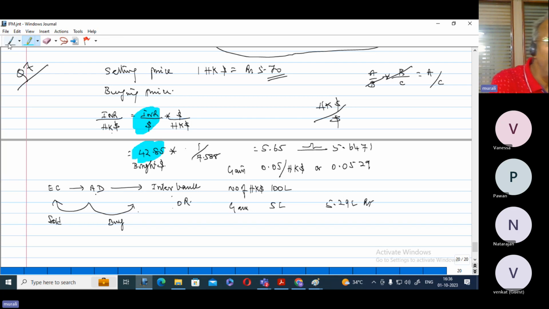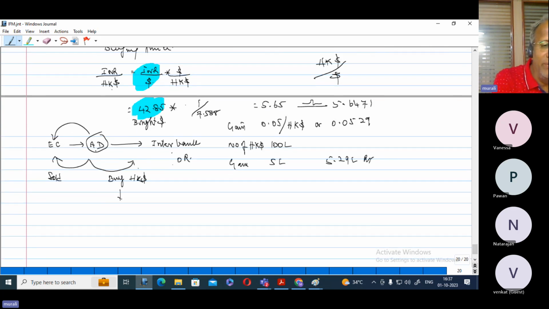So on what basis I have selected the rate as 42.85? I have told you already, our position is an authorized dealer. We have made a commitment to our end customer, and we have to buy it in the interbank market. So when we have sold, we have got to buy Hong Kong dollar. How do we buy Hong Kong dollar? We buy firstly US dollar, and sell dollar and buy Hong Kong dollar.